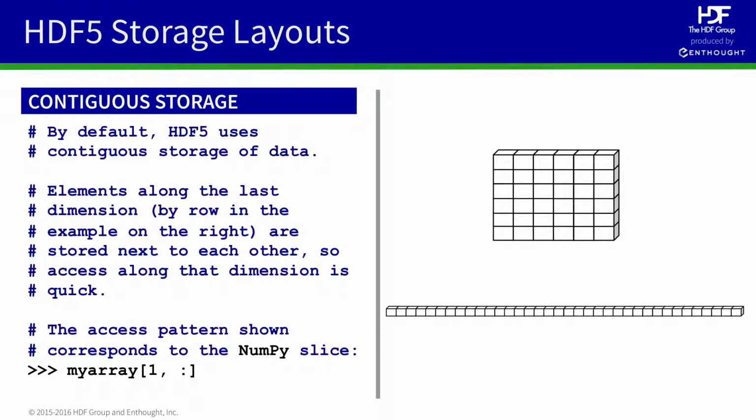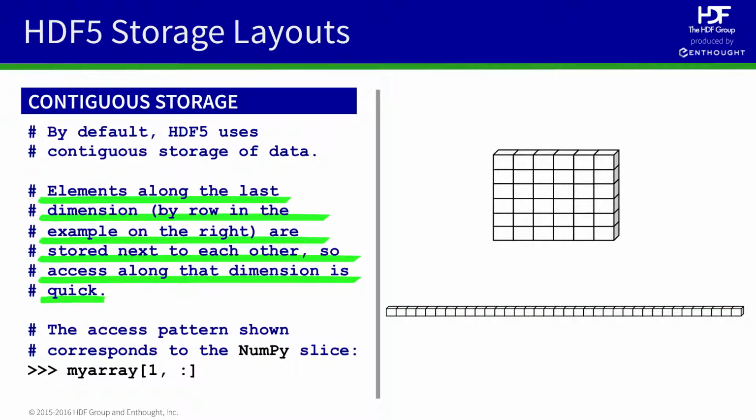First, let's discuss contiguous storage. Again, this is the default storage mechanism for the vast majority of datasets. Keep in mind that all of these storage strategies are trying to achieve the same goal. Take an HDF5 dataset, which may be more than one dimension, for example, the 2D dataset we show here, and flatten it to a 1D array that can be stored as the bytes on disk. With contiguous storage, the approach is very simple. Elements along the last dimension are all stored together in the file, so access to that dimension is quick.